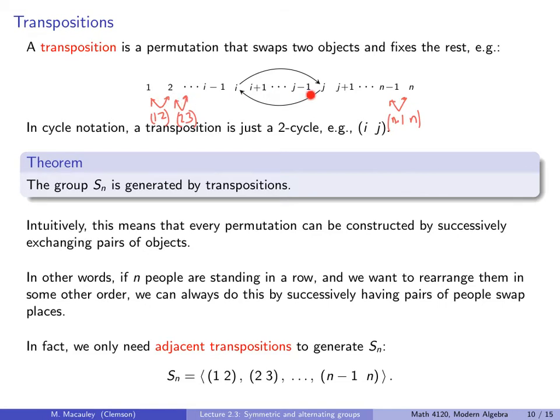Now, if you asked these people to rearrange themselves in some fixed order that you wanted, and you only allowed them to swap with their neighbor, could they do it? Of course they can. So notationally, we say that Sn is generated by these n minus 1 transpositions. And note here, this is not a group presentation. This is just shorthand for saying Sn is generated by these elements.